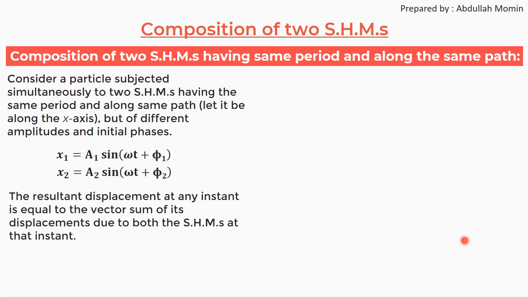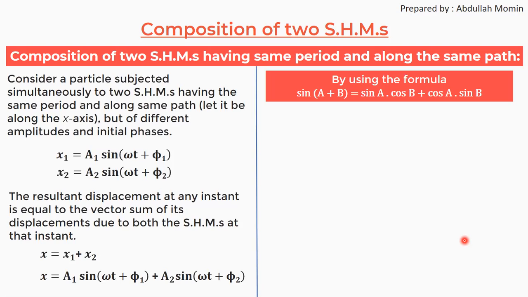So the resultant displacement at any instant is equal to the vector sum of its displacement due to both SHMs at that instant. So we are going to add x1 and x2 in order to get the resultant SHM. So instead of x1, we are going to put the equation of x1, and instead of x2, we will put the equation of x2, and then the equation of x can be written as x is equal to a1 sin(omega t plus phi 1) plus a2 sin(omega t plus phi 2).